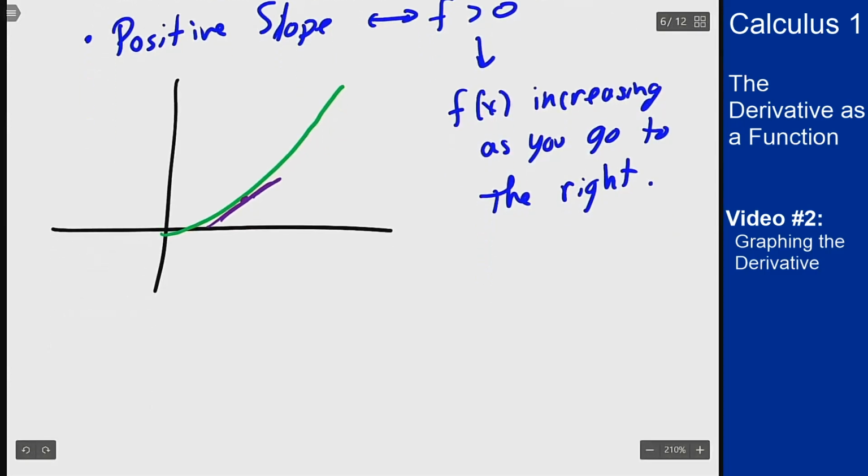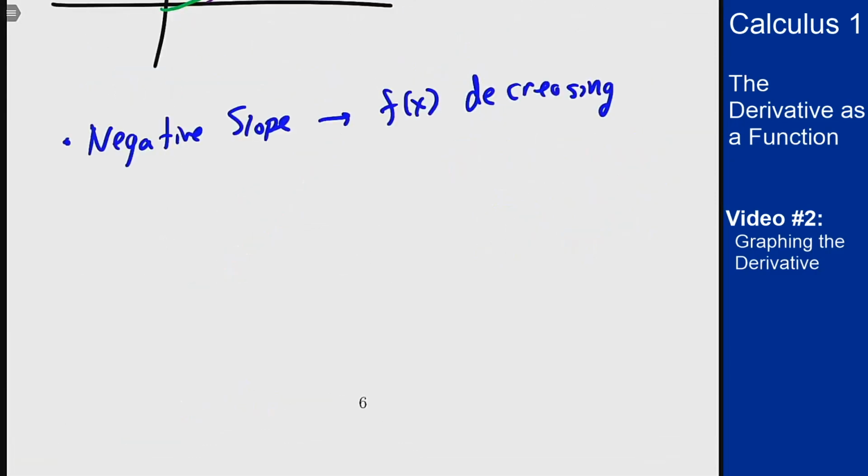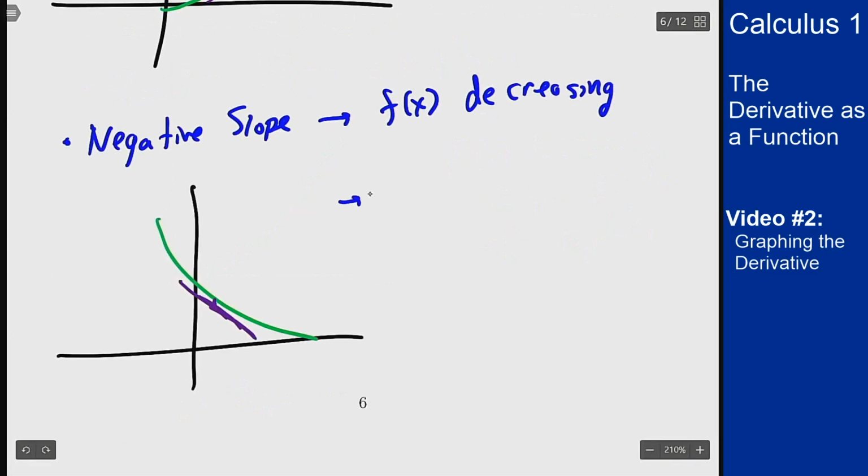And the same goes the other way around. If I have a negative slope, that in general means that my graph itself is going to be decreasing because it's going to go down as I go to the right. And since it's negative slope, my f prime is also negative.